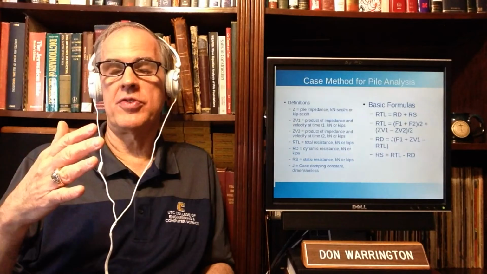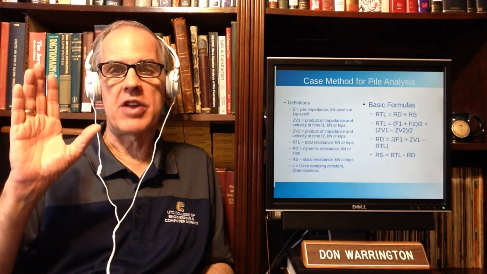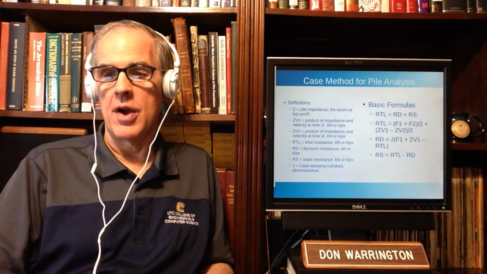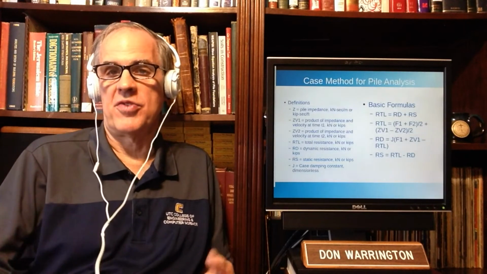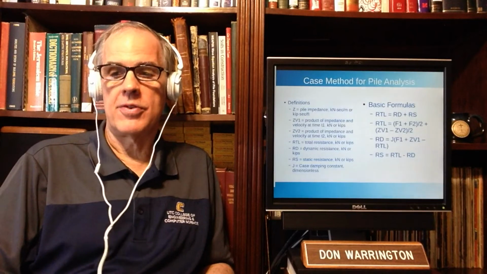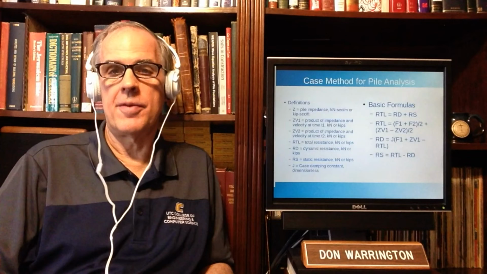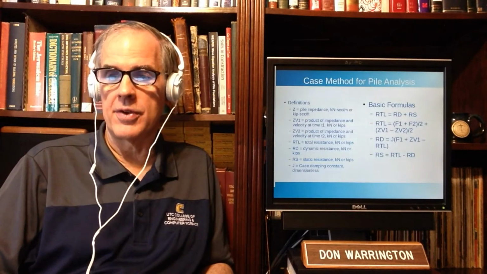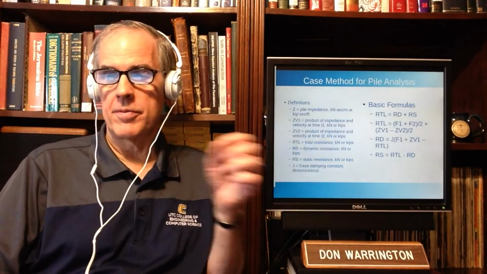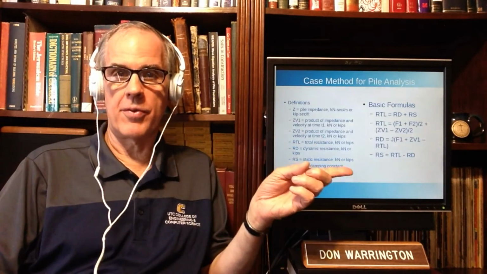RTL is the total resistance, static and dynamic. This is where the case method explicitly separates the dynamic resistance from the static resistance, or at least it attempts to. RS is the static resistance, which is what you're interested in for most applications. And then RD is the dynamic resistance. You'll note that the total resistance is the sum of the static resistance and the dynamic resistance. The total resistance is given by that formula there, and the dynamic resistance is given by the next formula.